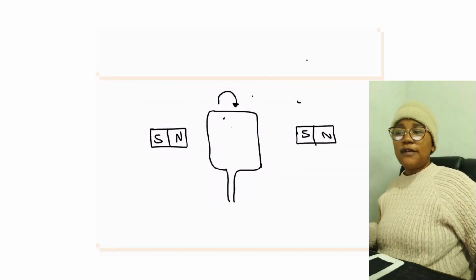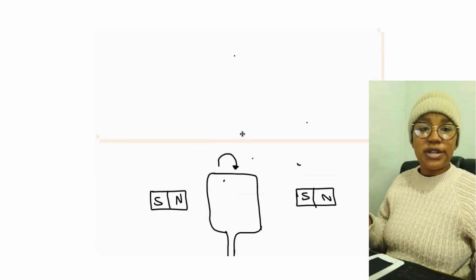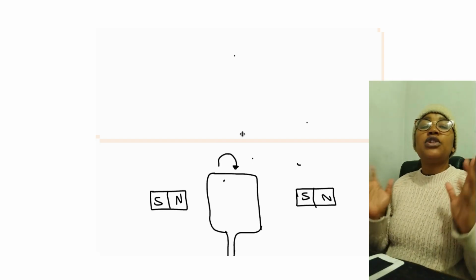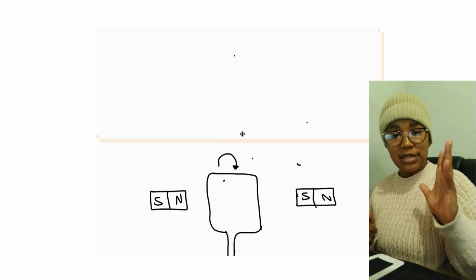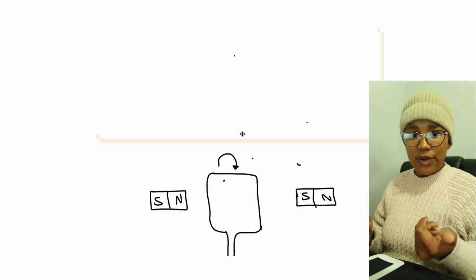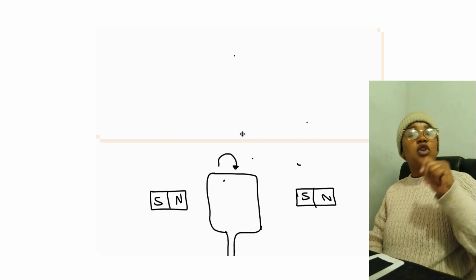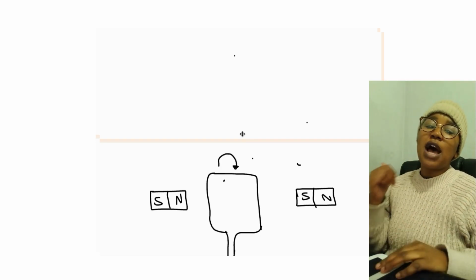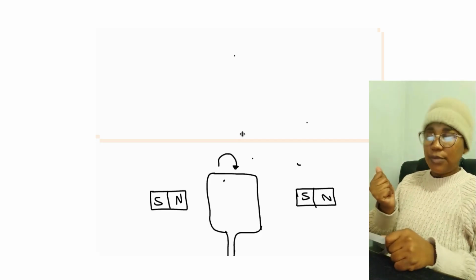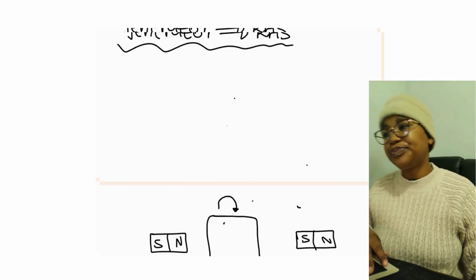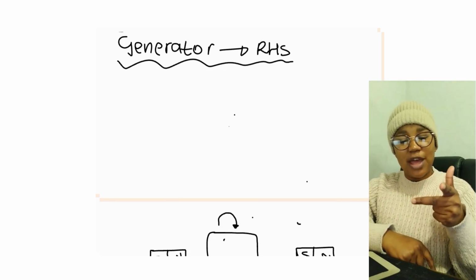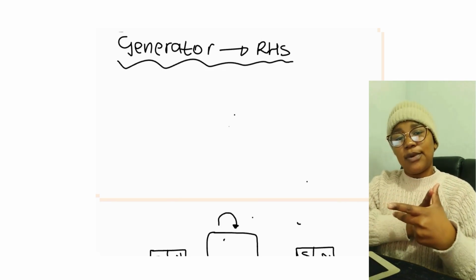Okay, so now that we have looked at how a generator works, and we also had a look at how a motor works, I'm going to show you how you're going to use the right hand to tell the direction of rotation on a generator, whether it's clockwise or anti-clockwise, and also how you're going to tell the direction of current using the left hand rule. So starting with the generator, firstly you have your hand and you have your fingers at 90 degrees to each other. Your thumb represents the rotation.